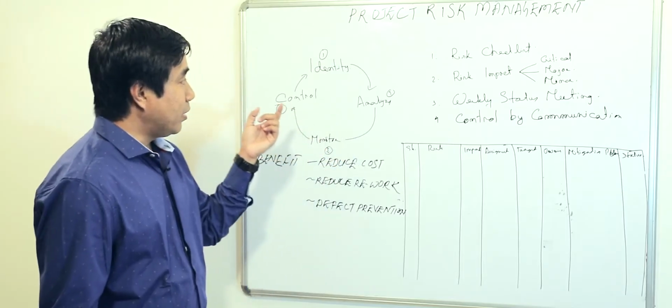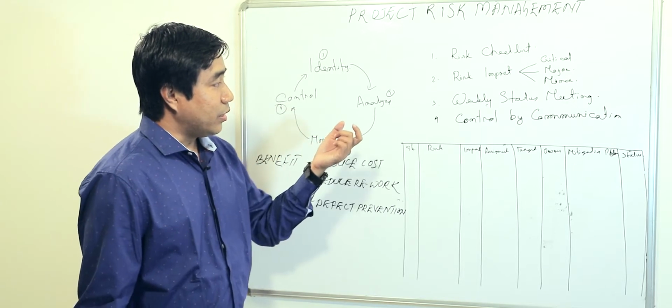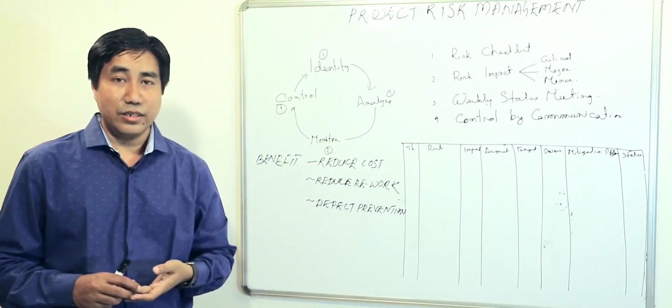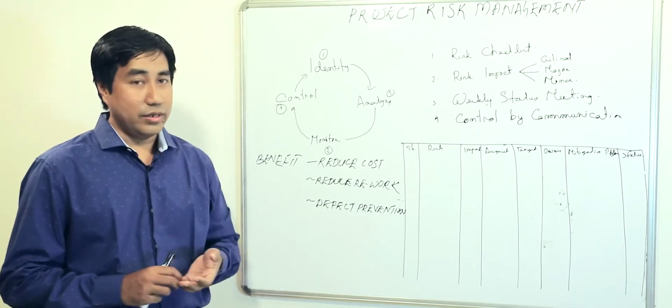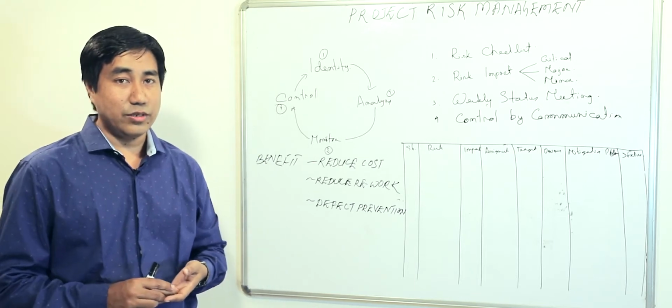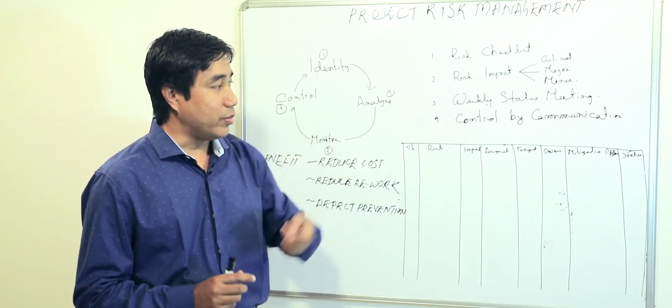We are going to have an agenda. We are going to include this agenda in the weekly status meeting. So in every weekly status meeting we will be discussing risks and mitigation. So this is one of the processes we follow every week.